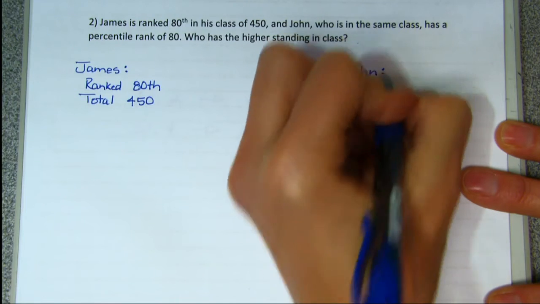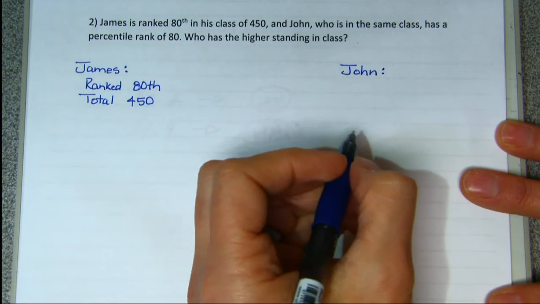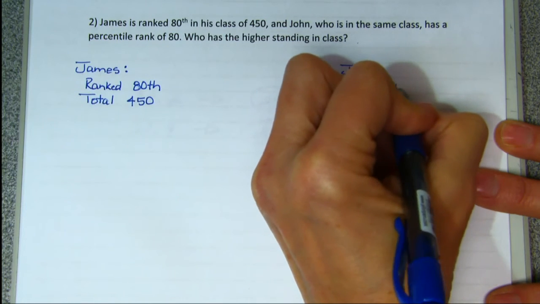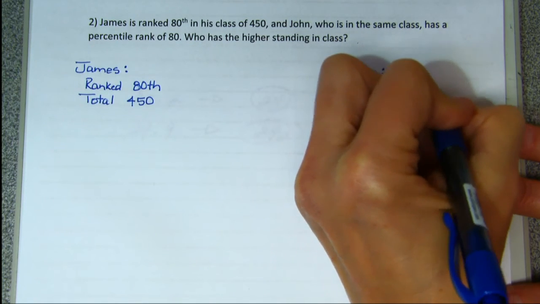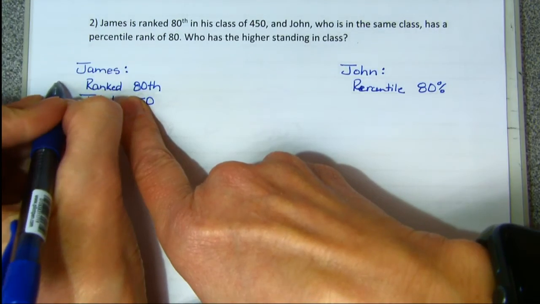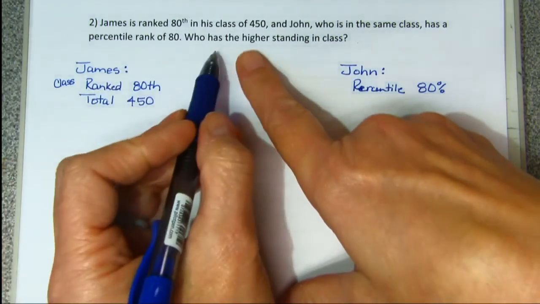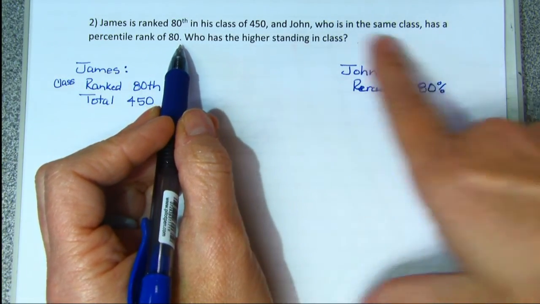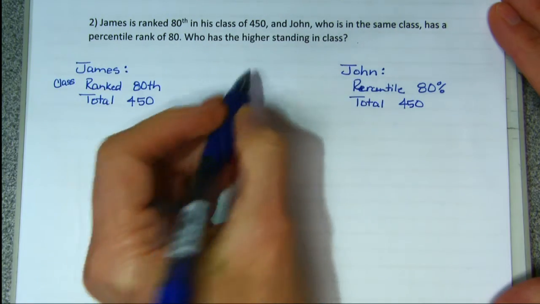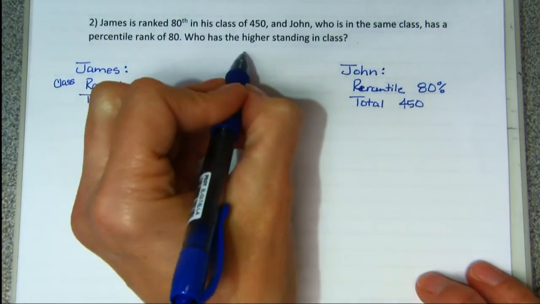Over here, then we have John. And he had a percentile rank of 80, which means 80%. Okay, so notice John, they gave the percentile rank. James, they gave the class rank. Okay, so that's important to know which steps to use. And let's see, same class. So there are still 450 students. So we want to know who has the higher standing in class. All right, do one of 2 things.